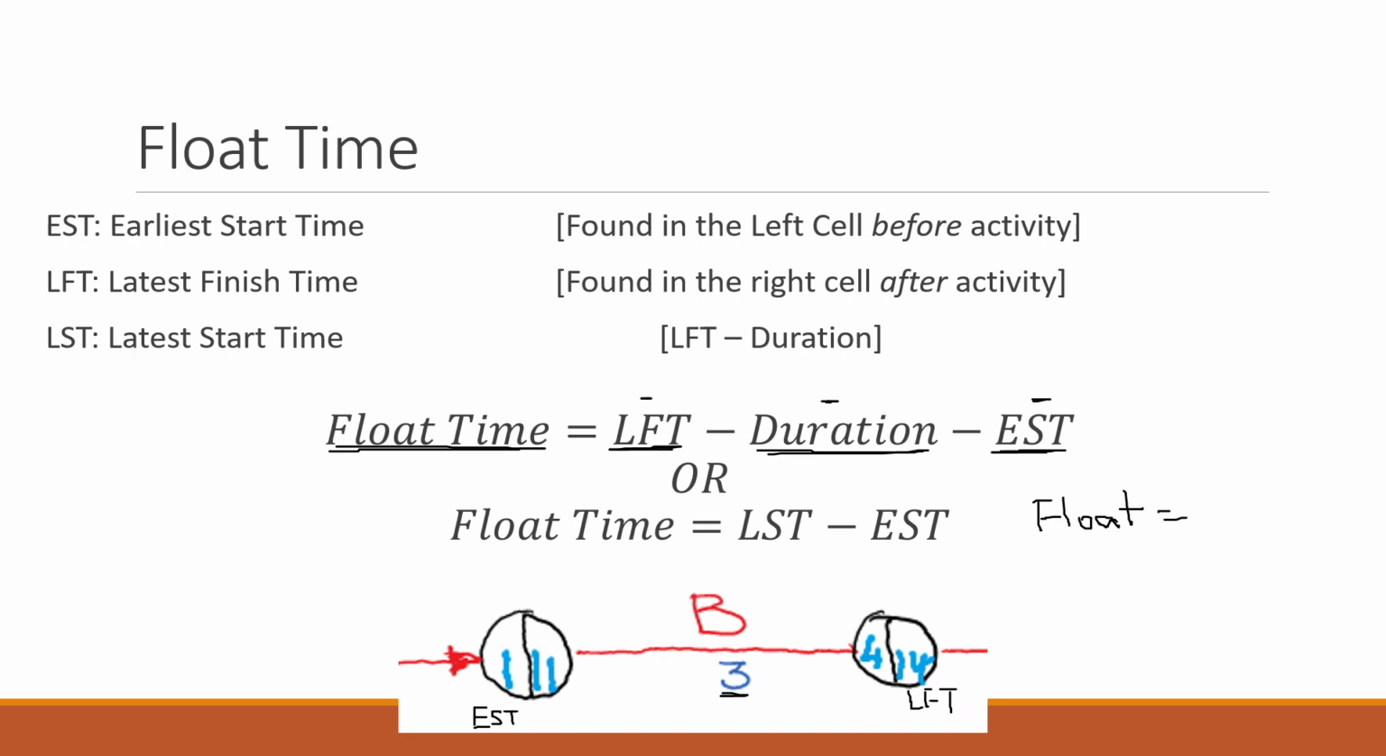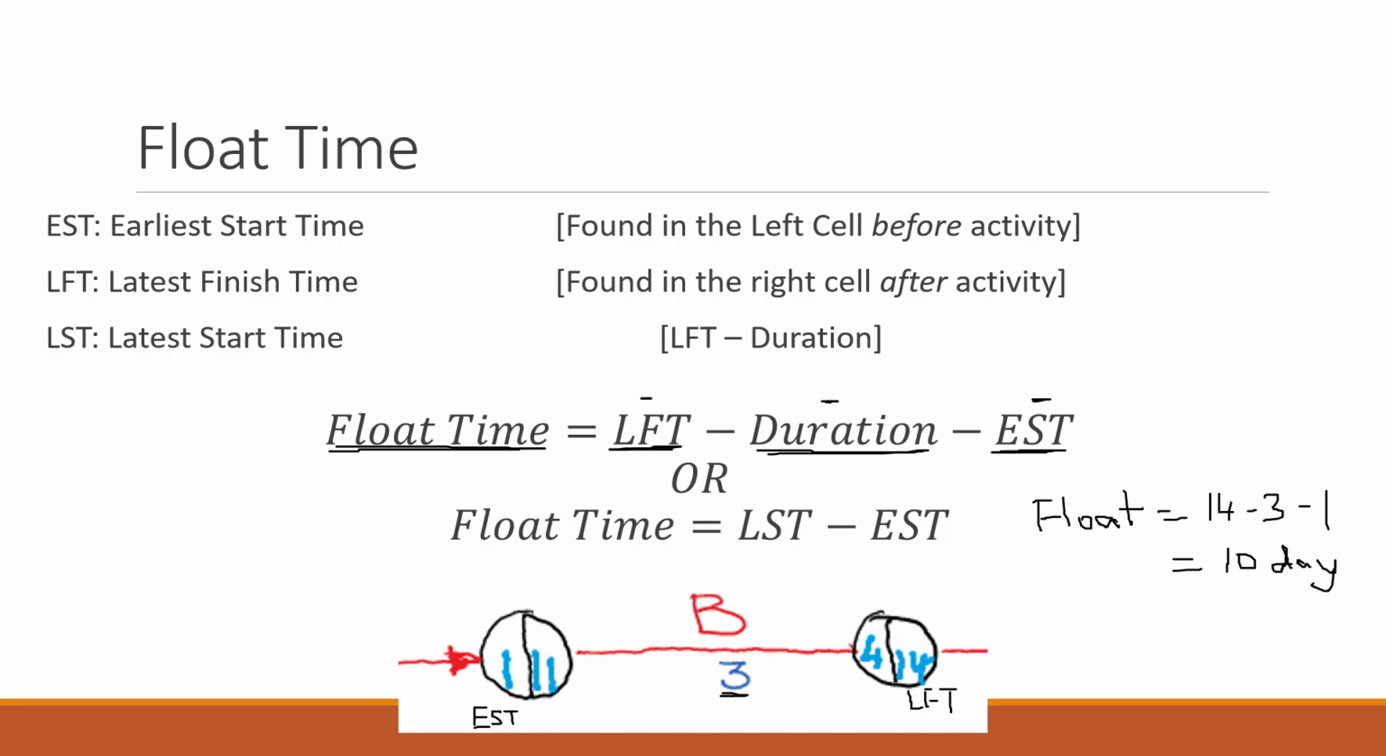So the far right number, the latest finish time is day 14. Okay, the duration of activity B is 3 days. And then we also have to take away the earliest possible start time, which is day 1. And so when we do that, we do 14, take 3, which is 11. And then we subtract 1 and we get 10. Okay, and what that's telling me is that activity B has 10 days of float time.